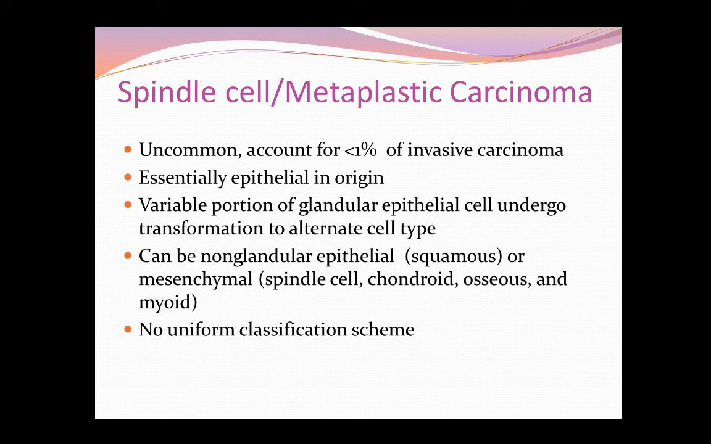A variable portion of the glandular epithelial cells undergoes transformation to an alternate cell type. This cell type could be either epithelial but non-glandular, like squamous, or mesenchymal, which could be spindle cell type, or a heterologous element, which could be chondroid, osseous, or myoid. There is no uniform classification scheme for metaplastic carcinoma.